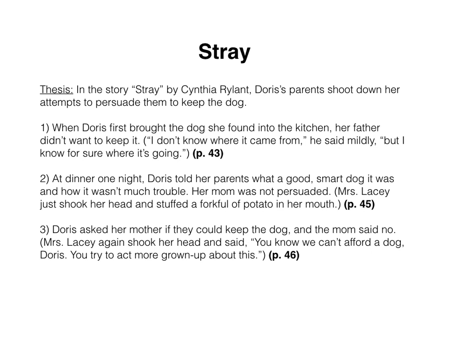So with this one, go one at a time. If I'm saying that Doris's parents shoot down her attempts to persuade them to keep the dog, I have to pretend that people are looking at me skeptically, that they don't believe me. So I have to look at each one and say, okay, does my first example really show or really prove that her parents shoot down her attempts to persuade them to keep the dog? And if it doesn't, then I need to change it or pick another one. If it honestly does, then I keep it.